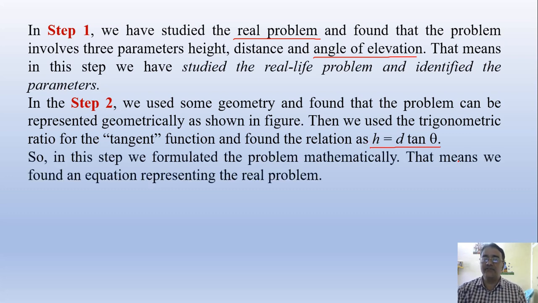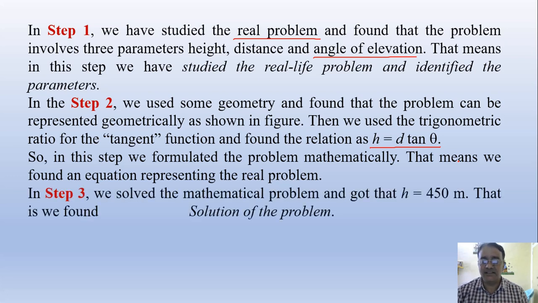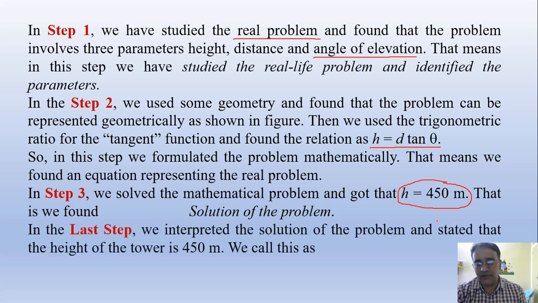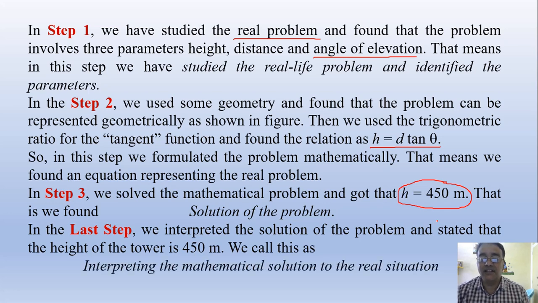So in this step we formulated the problem mathematically. That means we found an equation representing the real problem. And in step number 3 we solved the mathematical problem and got the value of H equal to 450 meters. That is, we found the solution of the problem. And in step number 4, the last step, we interpreted the solution of the problem and stated that the height of the tower is 450 meters. We call this interpreting the mathematical solution in the real situation. I hope this example is clear.